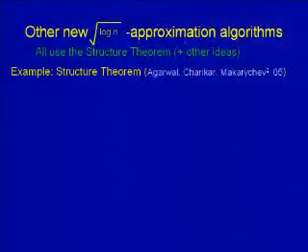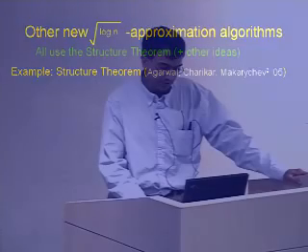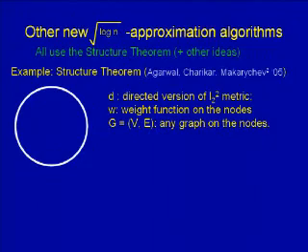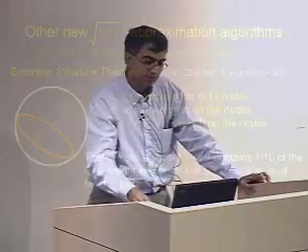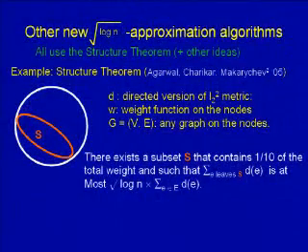So for instance, in the paper of Agarwal, Charikar, Makarychev, and Makarychev, they prove a modified structure theorem where there's some directed version of an L2 squared metric, whatever that means. And there's a weight function on the nodes. So remember, in the structure theorem, you find two sets S and T, where each of them contains a constant fraction of the vertices. So here they contain a constant fraction of the weight. Okay, so there's a weight function on the nodes, and G is some graph.